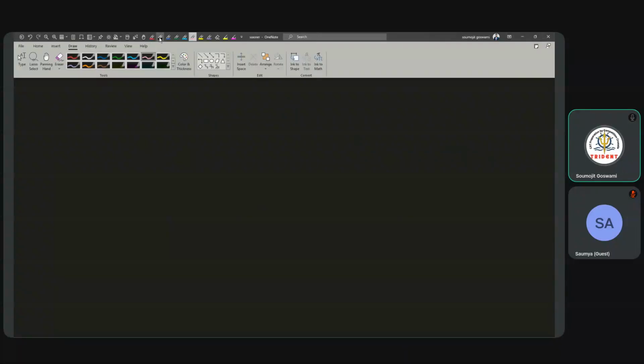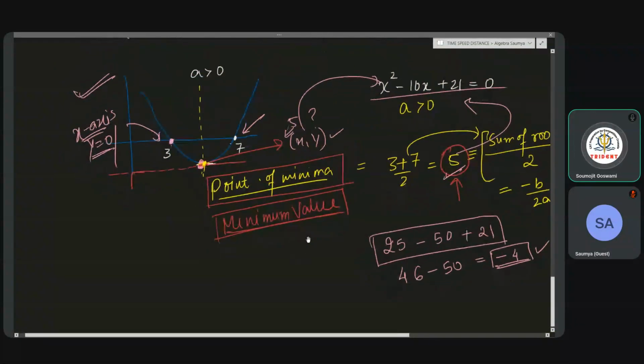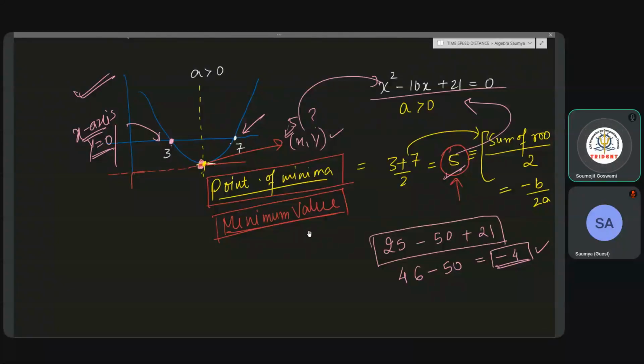So this is the last iteration of quadratic equation. Sometimes, as when we are talking about the maxima and minima of a quadratic equation, what happens is that we can use these things, and if I have the graph in the mind, everything is perfect.